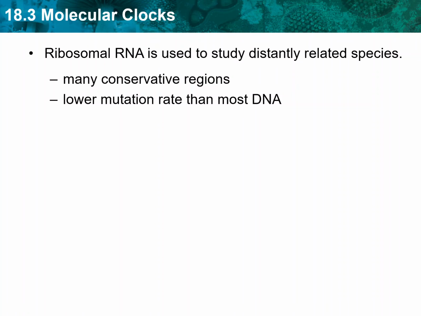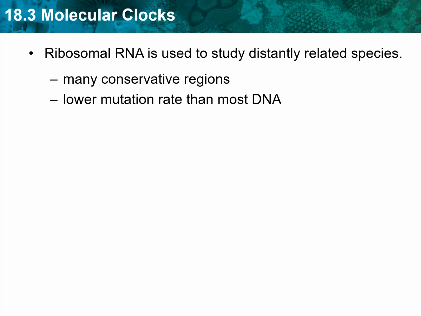Ribosomal RNA has conservative regions that accumulate mutations at a low rate relative to most DNA. Over long periods of geologic time, mutations that do build up in the ribosomal RNA of different lineages are relatively clear and can be compared.